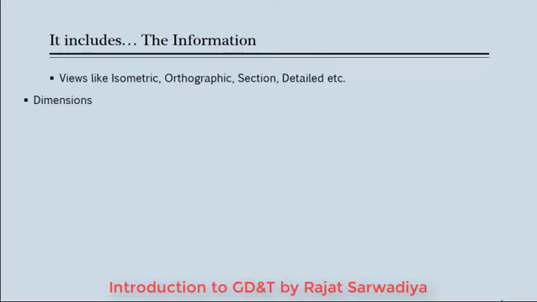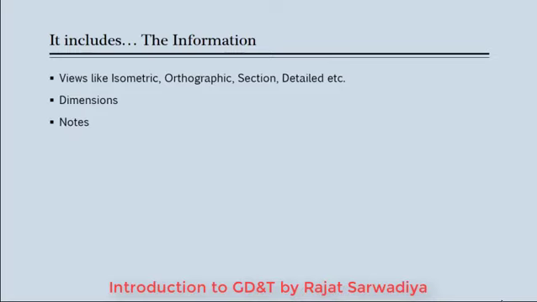Then there will be some dimensions. Dimensions will be applied on the views to represent the size of your object, because it is very difficult and critical to apply the dimensions on 3D, as you will not be able to get the exact values. So we apply the dimensions to represent the size of the object in 2D on the views.